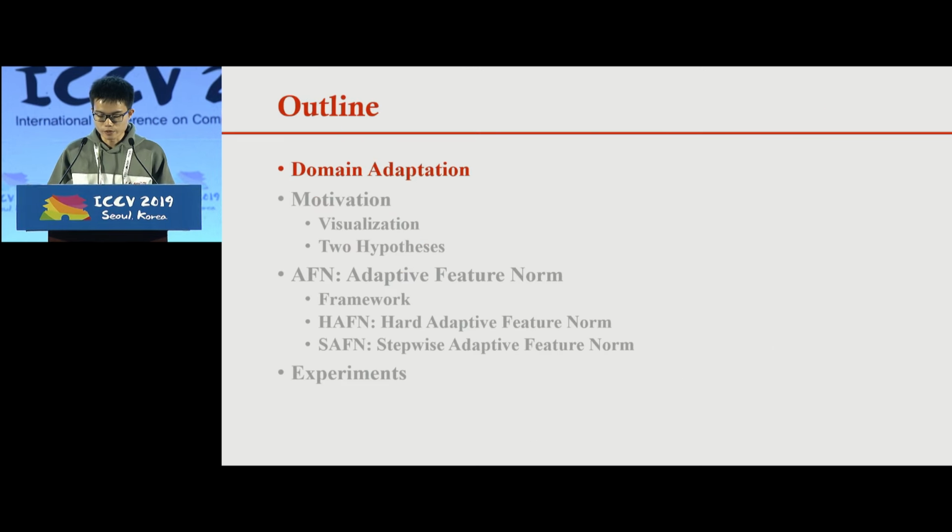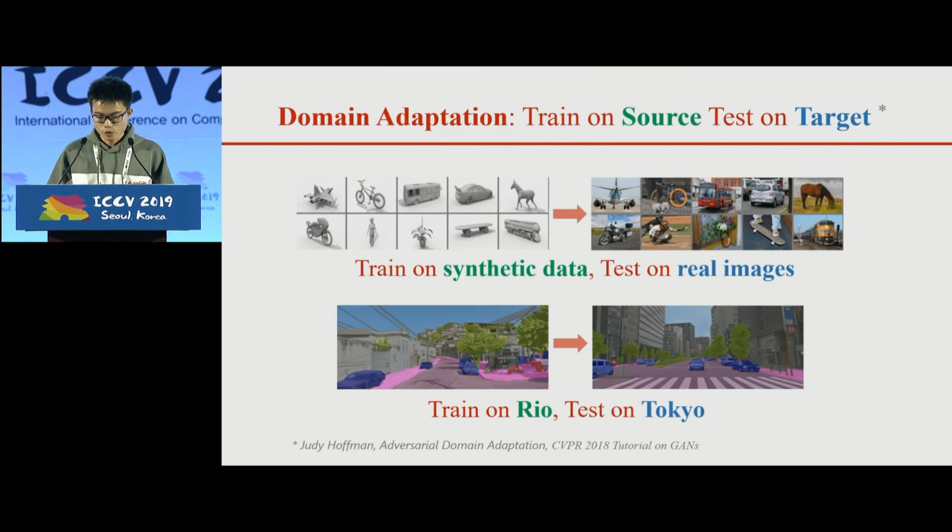To begin with, we first introduce the background of domain adaptation. Domain adaptation is to transfer knowledge from a label-rich source domain to a similar but different unlabeled target domain. For example, we can train on a number of synthetic data and then deploy on real images.